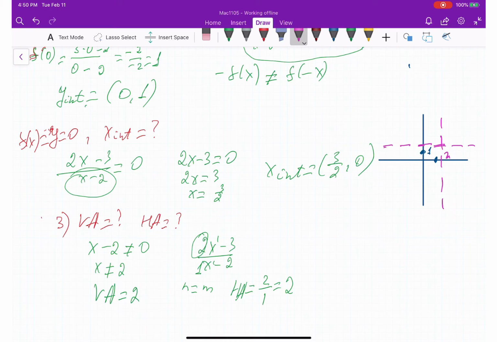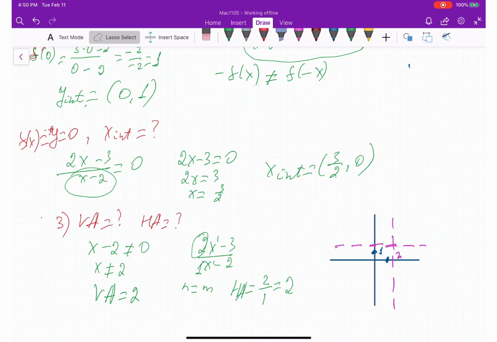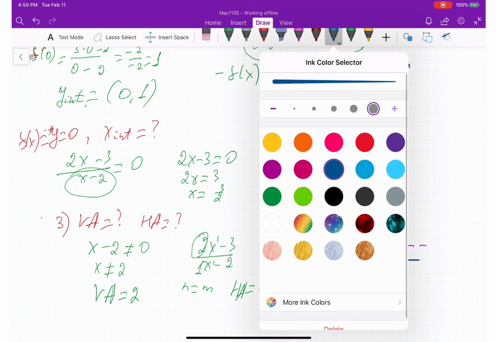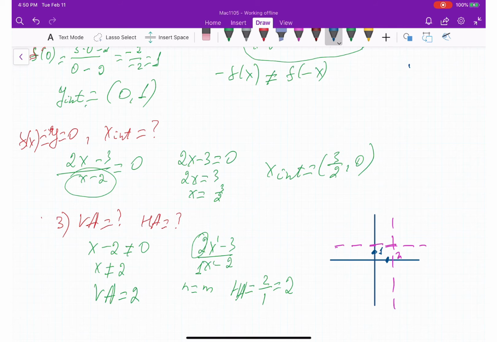Those are our intercepts. And we know the graph is not symmetric, so let me move it to a more spacious place. Here. And our graph is going to be like this, and it's going to cross like that. So this will be 2x minus 3 over x minus 2. Okay?